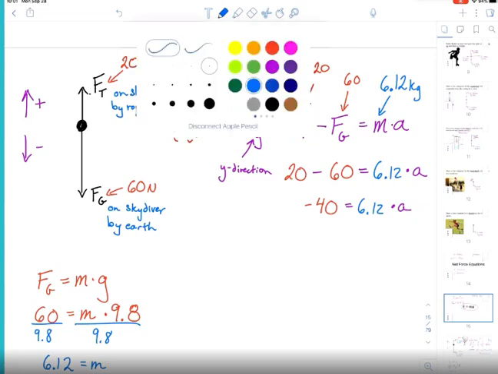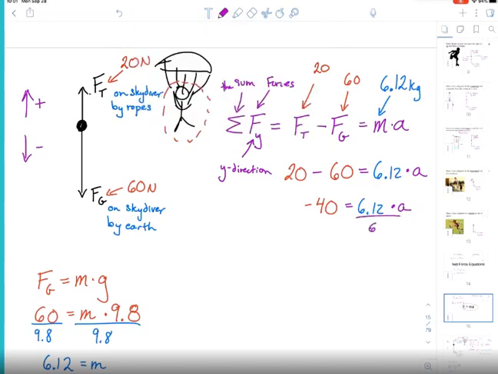Divide both sides by the 6.12. Now I get an answer of 6.53 meters per second squared is my acceleration.